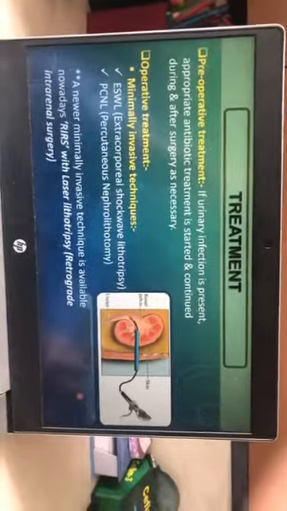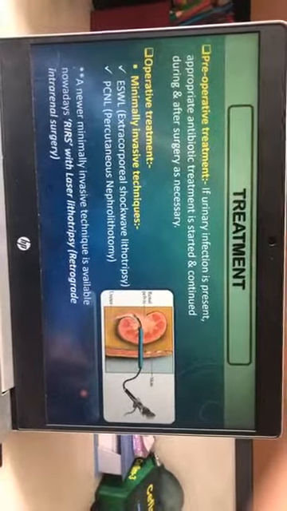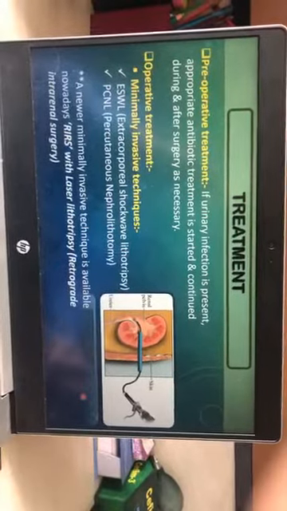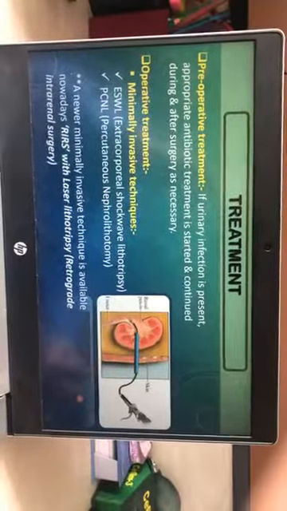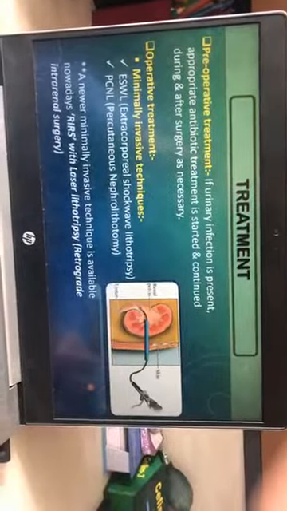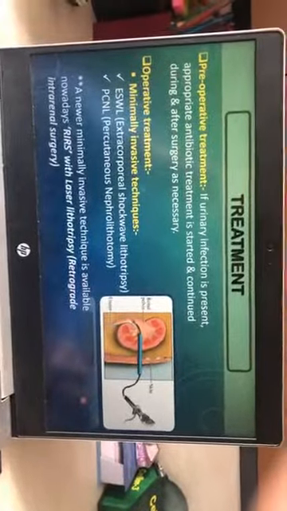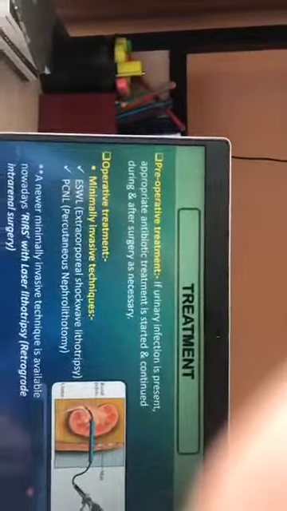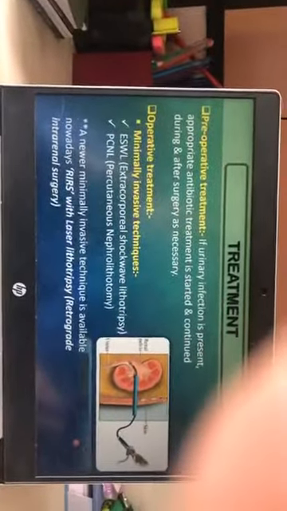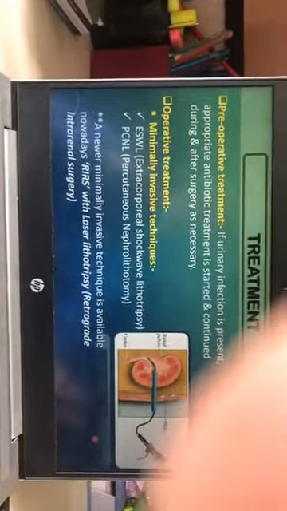Preoperative treatment: if urinary infection is present, appropriate antibiotic treatment is started, continued during and after surgery as necessary. Operative treatment: minimally invasive techniques. ESWL, that means extracorporeal shockwave lithotripsy, and PCNL, percutaneous nephrolithotomy. A newer minimally invasive technique is available nowadays, RIRS with laser lithotripsy. That means retrograde intrarenal surgery.